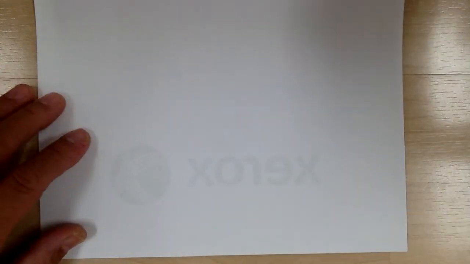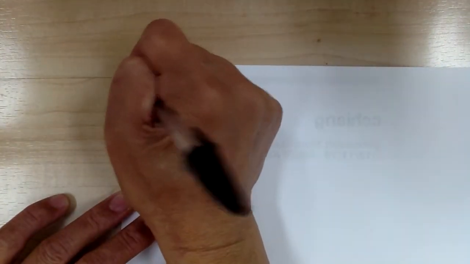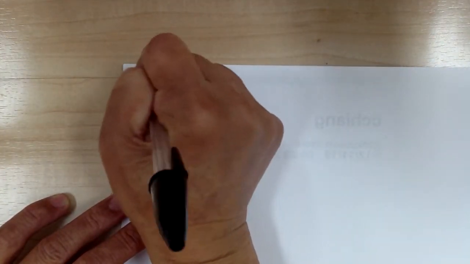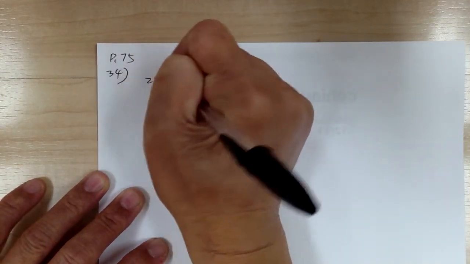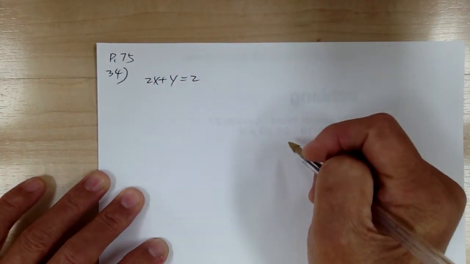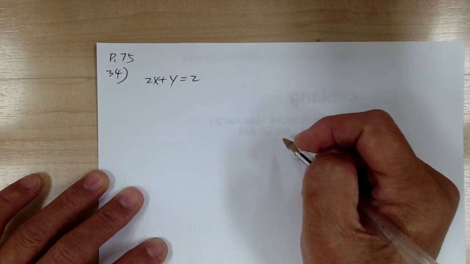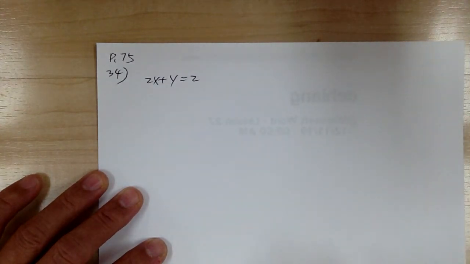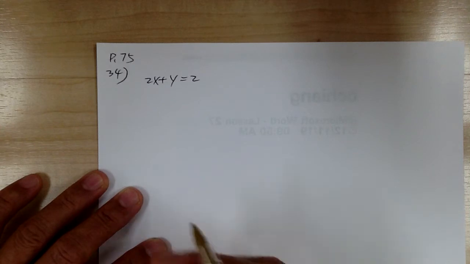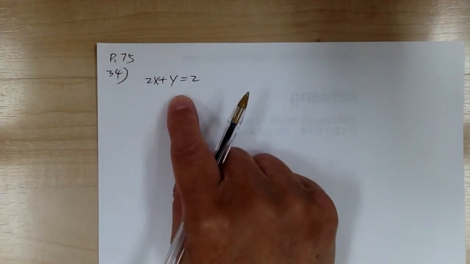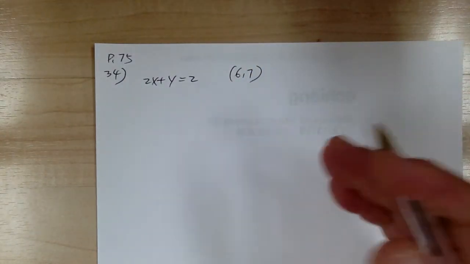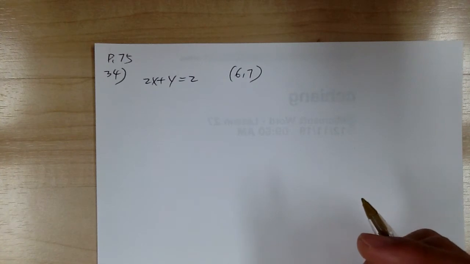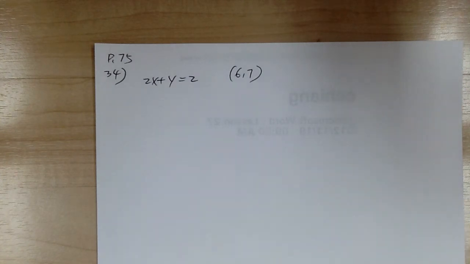Okay, let's go to number 34. So number 34, you have a gas line that is 2x plus y equals 2, and you have a factory at 6, 7. So you're looking for the length of the altitude. You're going to connect the pipe from the factory to the line, so you're looking for the equation of the connecting line and the length of the pipe. So you can sketch out your information.